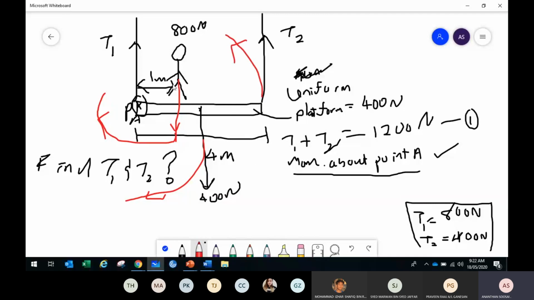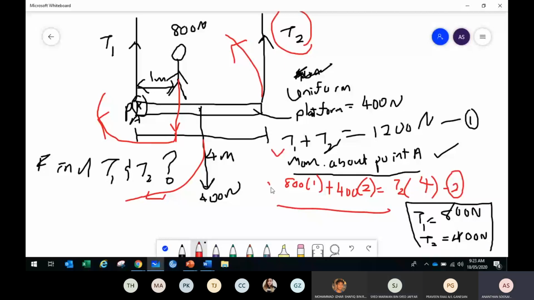The person, 800 times perpendicular distance 1, plus 400 Newton times perpendicular distance from the point A, which is 2, should be equal to the moment caused by T2. T2 times the perpendicular distance, which is 4. Yes. So these are two equations.